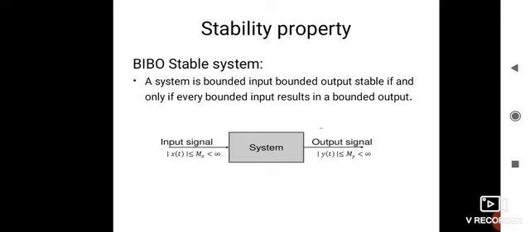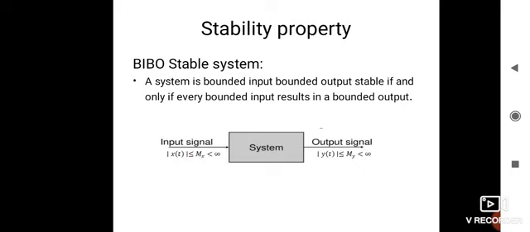A system is called bounded input, bounded output stable if and only if every bounded input results in a bounded output. The output of such a system does not diverge or grow unreasonably large. So this is a BIBO stable system. As shown in the figure, for the input signal, I am giving mod of x(t) is less than or equal to Mx, which is less than infinity.